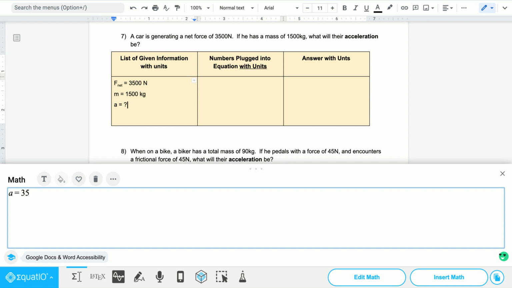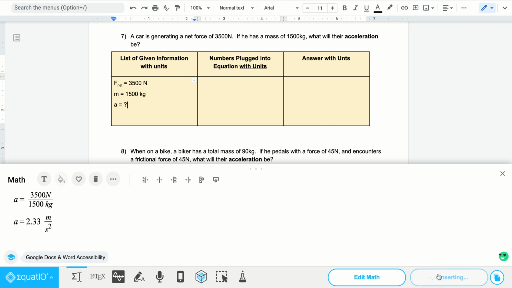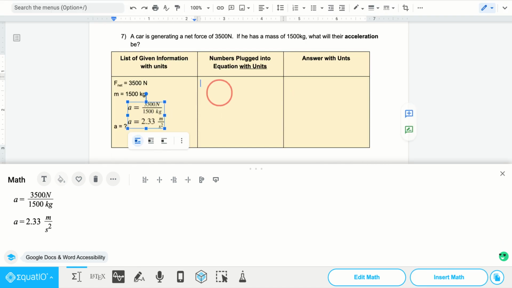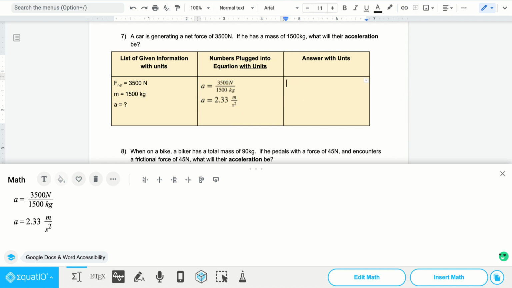So our net force is 3,500 newtons divided by the mass of the car, which is 1,500 kilograms. And our acceleration is 3,500 divided by 1,500. We get an acceleration of 2.33 meters per second squared. I put it in the wrong place. Oh, there. And then I'm just going to rewrite it. So our acceleration is 2.33 meters per second squared.